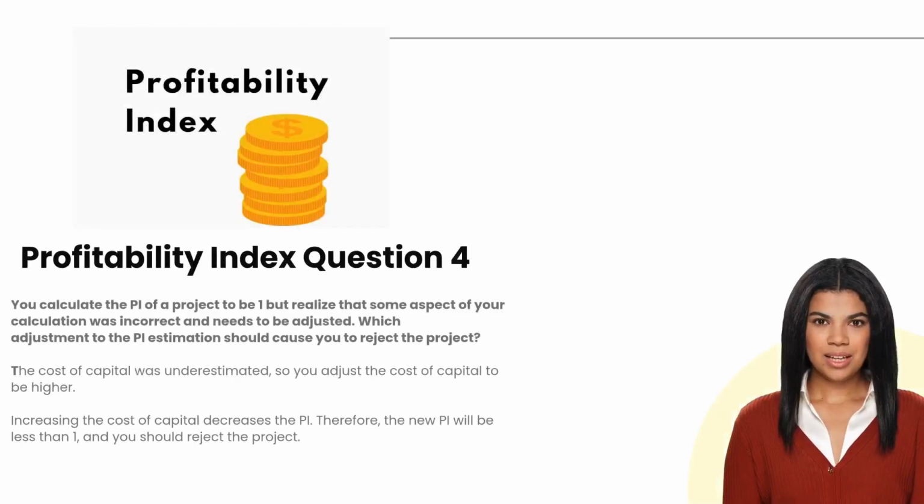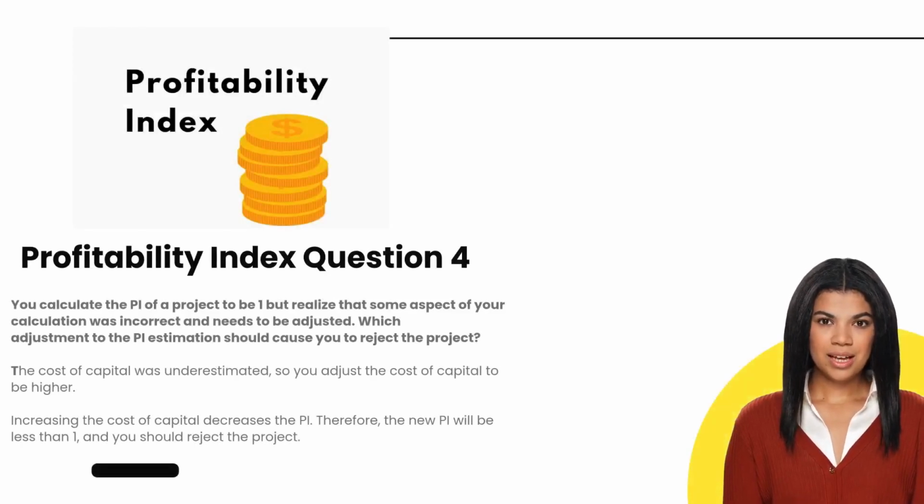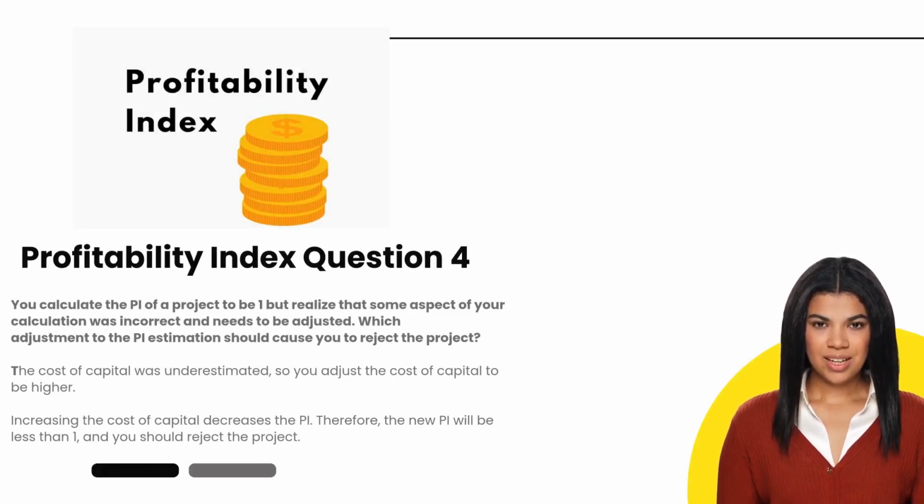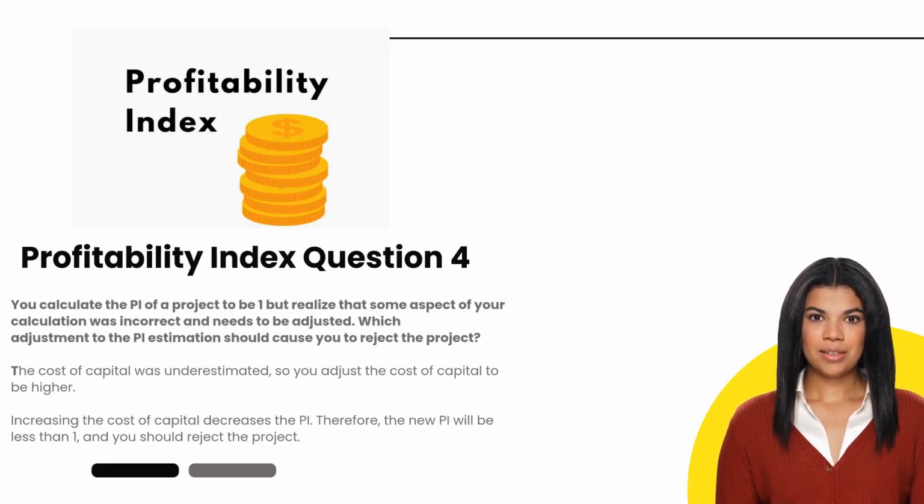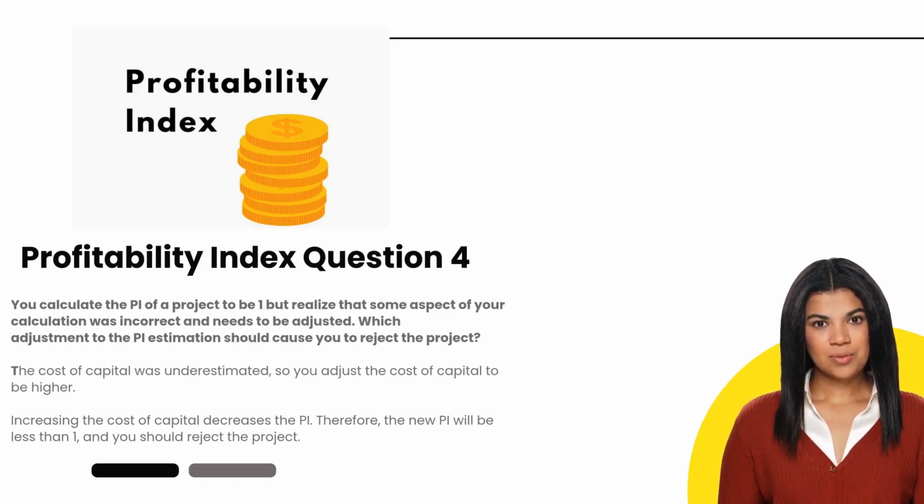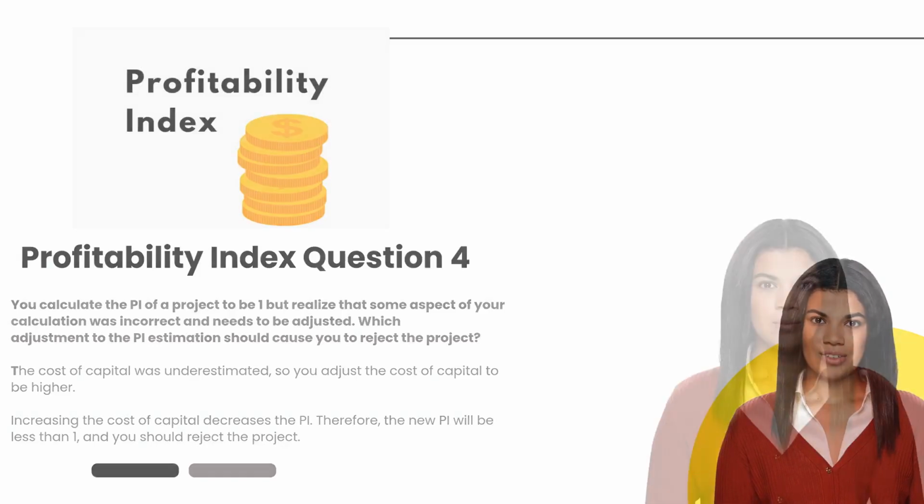You calculate the PI of a project to be 1 but realize that some aspect of your calculation was incorrect and needs to be adjusted. Which adjustment to the PI estimation should cause you to reject the project? The cost of capital was underestimated, so you adjust the cost of capital to be higher. Increasing the cost of capital decreases the PI. Therefore, the new PI will be less than 1, and you should reject the project.